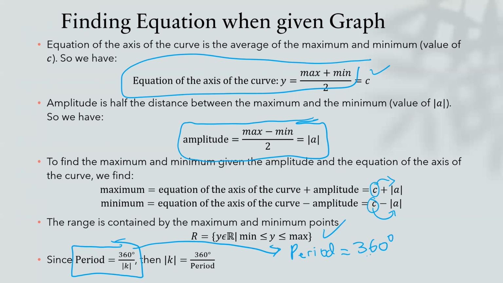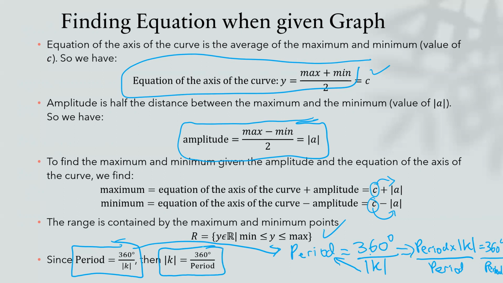Well, luckily, it's actually pretty easy to isolate for the k-value. You cross multiply here. So when I cross multiply, I end up getting the period multiplied by the absolute value of k is equal to 360 degrees. So if I want to get the k value by itself, I simply divide by the period on both sides, and look what happens here. We end up getting that the k value is equal to 360 degrees divided by the period. So that's another easy way that we can find the k value as well. Again, this only gives you the absolute value of k, but most of the time, we're going to be focusing on the k value being positive anyways. So it's not really going to be too much of an issue.